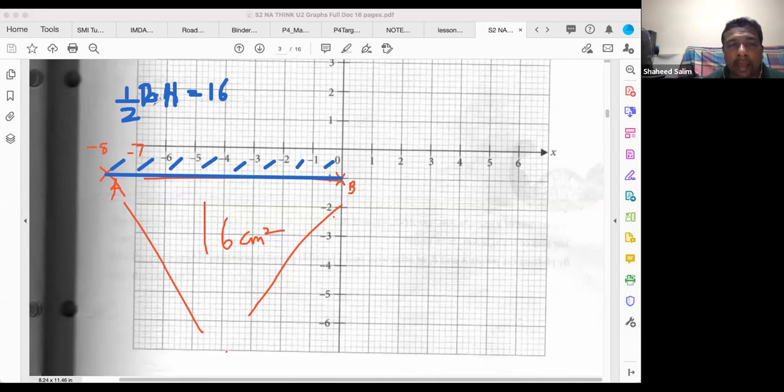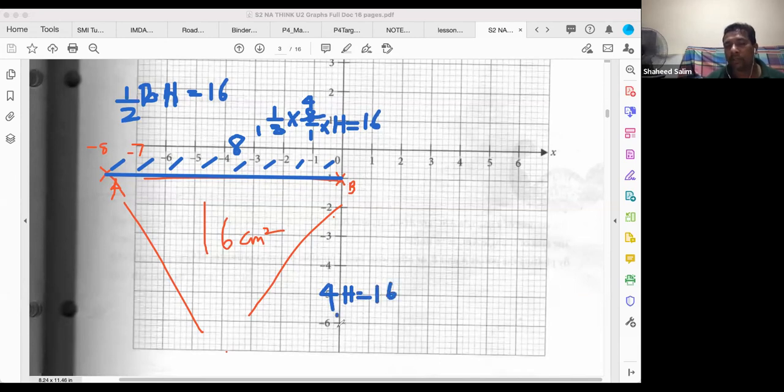The base we already got is 8 units. So half times 8 times h is equal to 16. We can figure this out already. I divide by 2: 4 times h is 4h. 4h equals 16. What is the height? You can find it already. h is 16 divided by 4. The answer is 4. Yes, the height is 4.